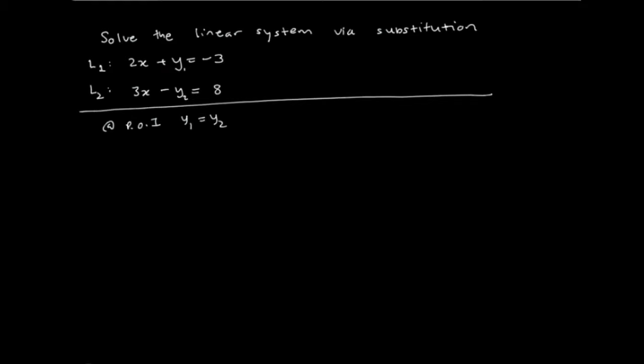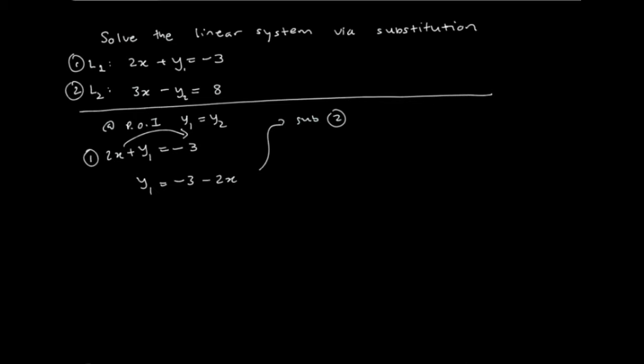Now to do that, I'm going to basically isolate for y for one of the equations. So I'm going to do that for y1. This is what my equation looks like, let's call this equation 1. I'm going to move the 2x to the other side, so y1 here is negative 3 minus 2x. Now if I want to find my point of intersection, I have to equate y1 with y2, so I'm going to substitute this into equation 2, which is for line 2.